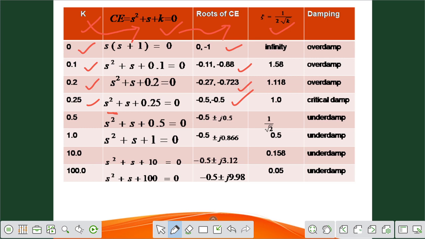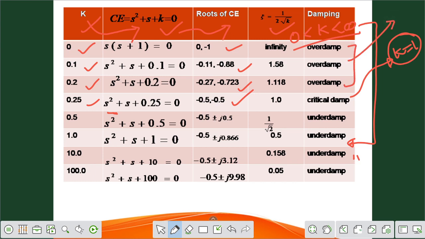If the k value varies from 0 to infinity, this system is an underdamped system. What is the critical damping? If k is equal to 1, that is critical damping. What is overdamped? Overdamped is nothing but if the k value is greater than 1. You can see in this overdamped case the k value here directly.